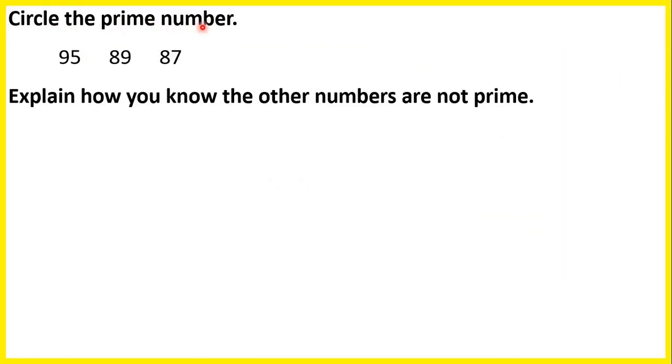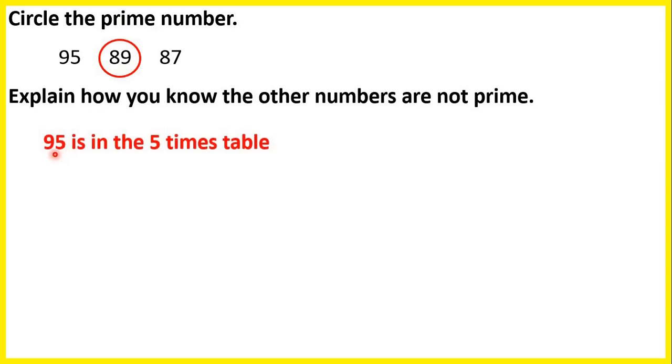Circle the prime number. Explain how you know the other numbers are not prime. So a prime number is a number with only 2 factors, a number that's only in the 1 times table and its own times table. So the prime number here is 89.